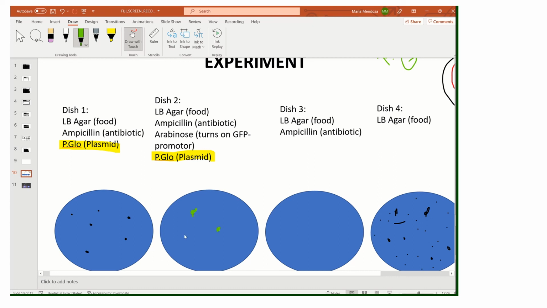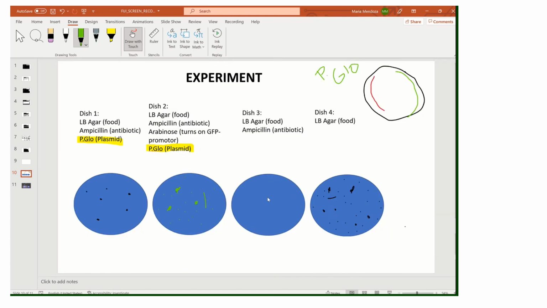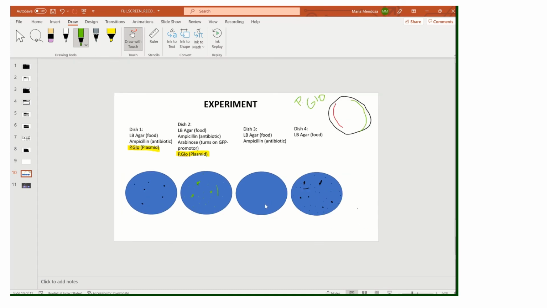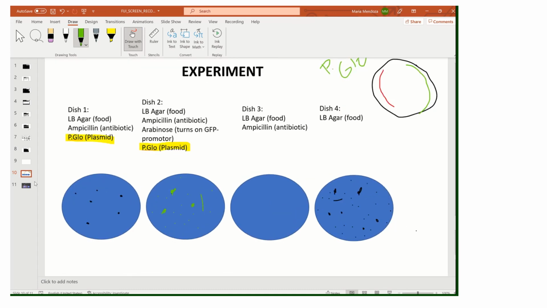So these are the transformed E. coli, where the promoter is turned on. Disregard those lines and giant blobs, basically we're just expecting fluorescent bacteria, transformed fluorescent bacteria. I hope all of that made sense. And that's basically all we did. It was a pretty simple lab.